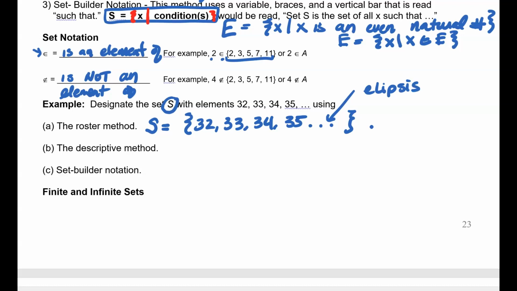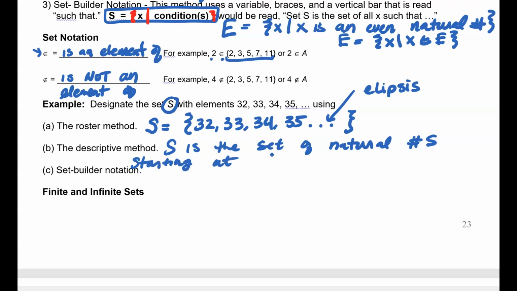Anything that needs to continue on forever, you can use that ellipsis. And then the descriptive method, I'm just going to write it out in words. So I could say S is the set of natural numbers. I could also say whole numbers. I could also say integers, because all of these numbers are all three of those things. Starting at 32. So again, there's not one right way to write the descriptive method.